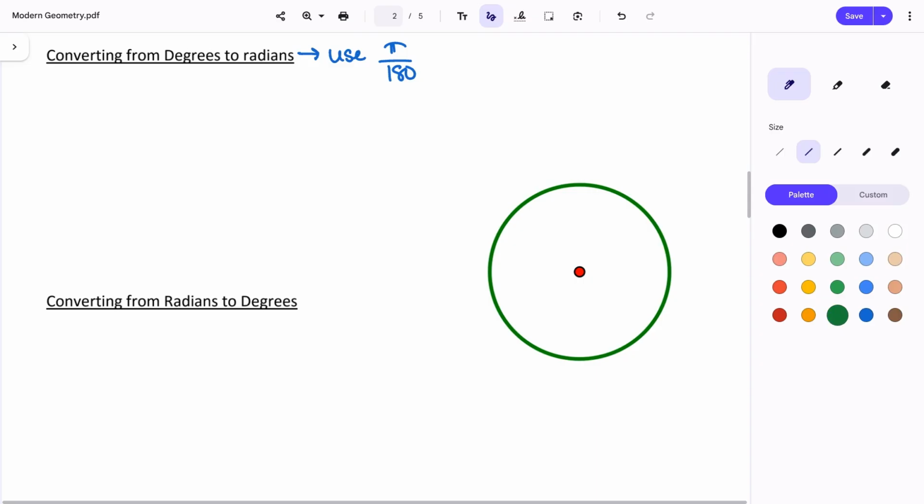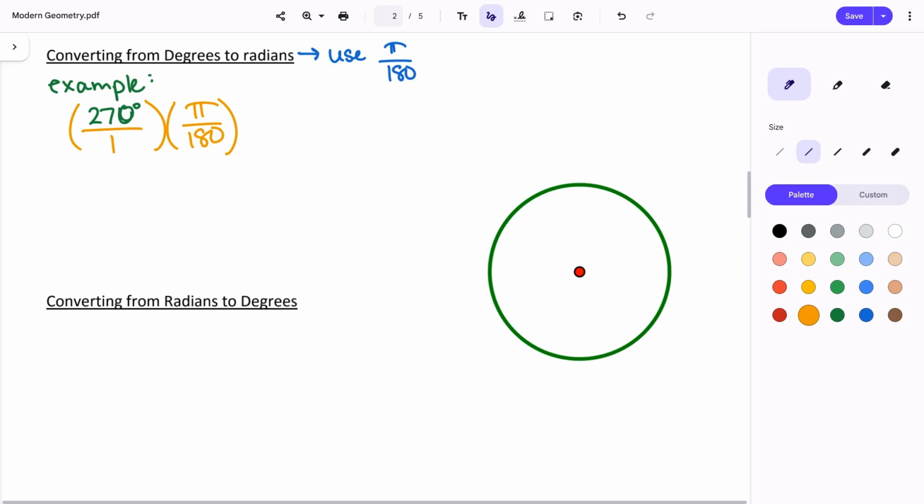So for example, I'm going to write a couple examples down here. Let's say that we start with 270 degrees, and I want to convert this to radians. What I'm going to do is first write 270 as a fraction. So I'm just going to put it over 1. And then we're going to multiply this by that pi over 180.